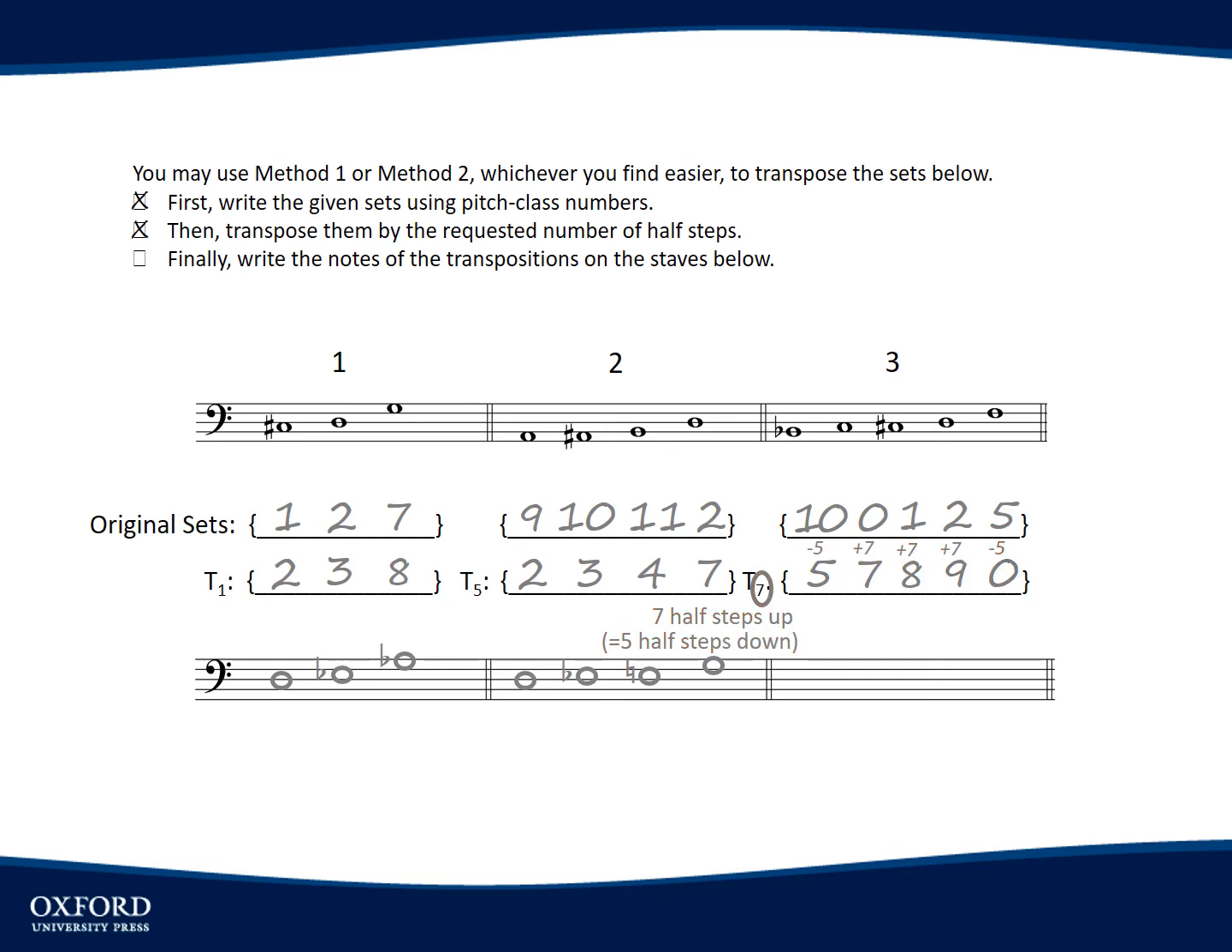Finally, let's translate those numbers into notes. Pitch class 5 is F, 7 is G, 8 is G sharp or A flat, 9 is A, and 0 is C. Now we're done with the last problem.